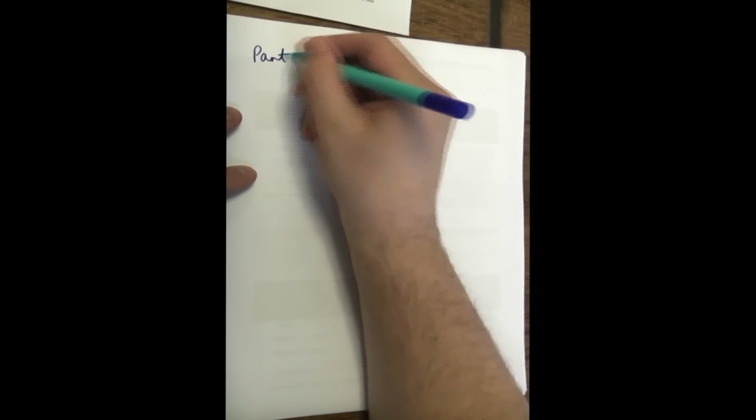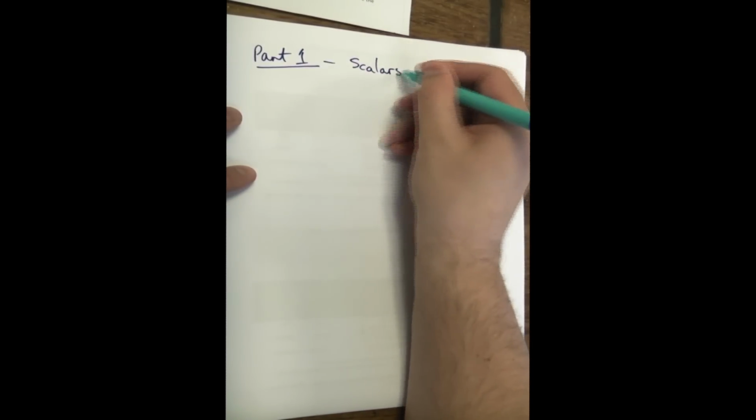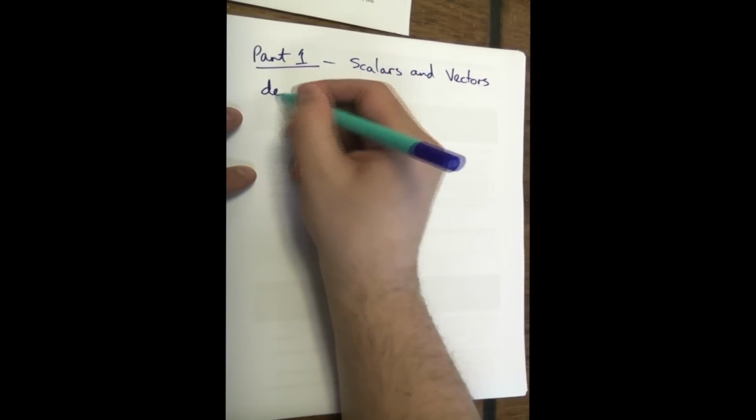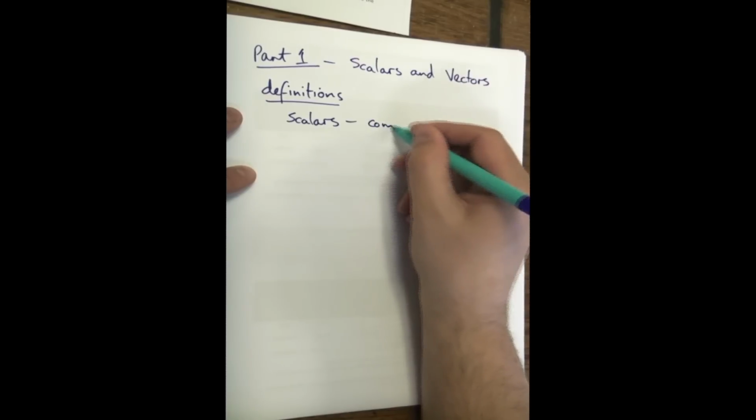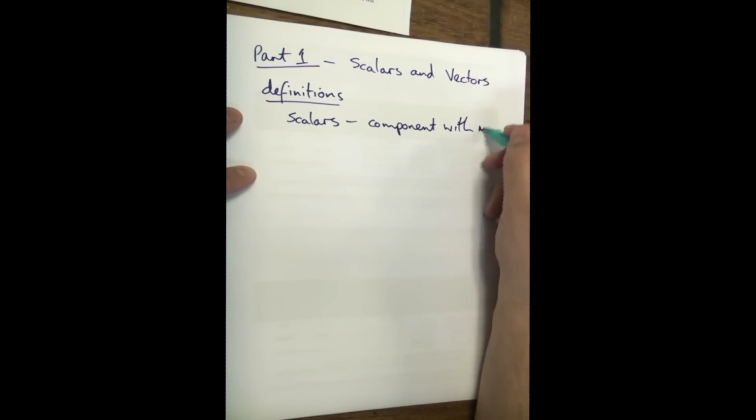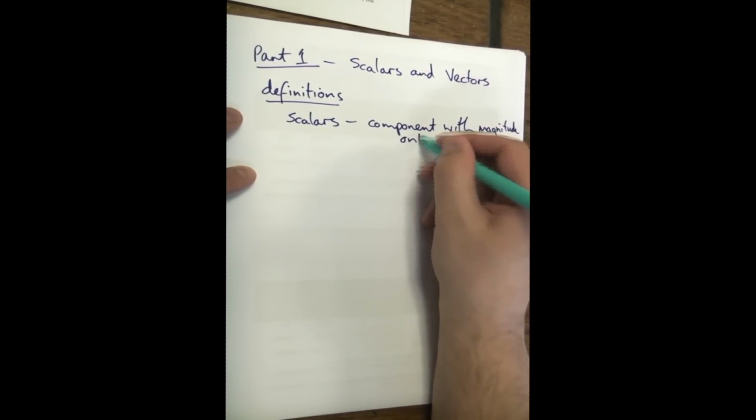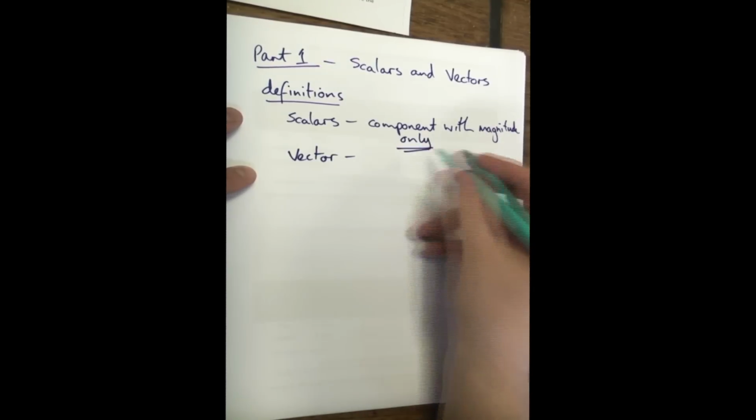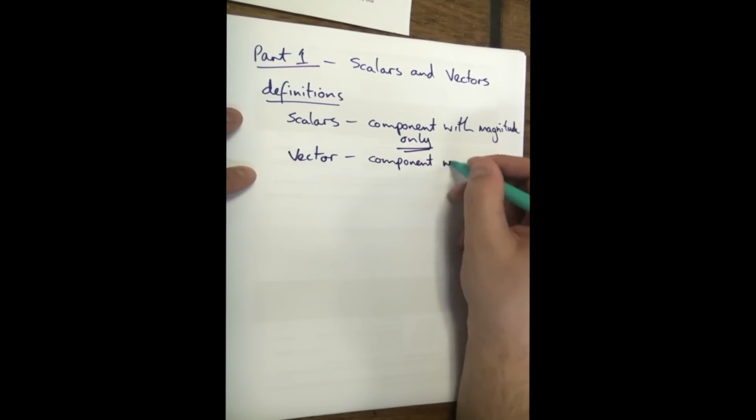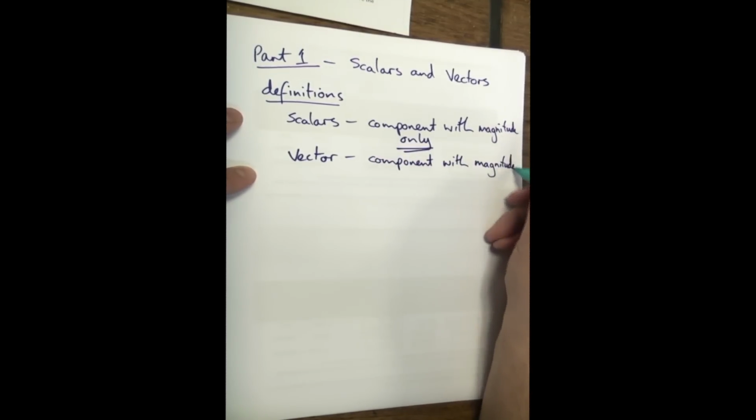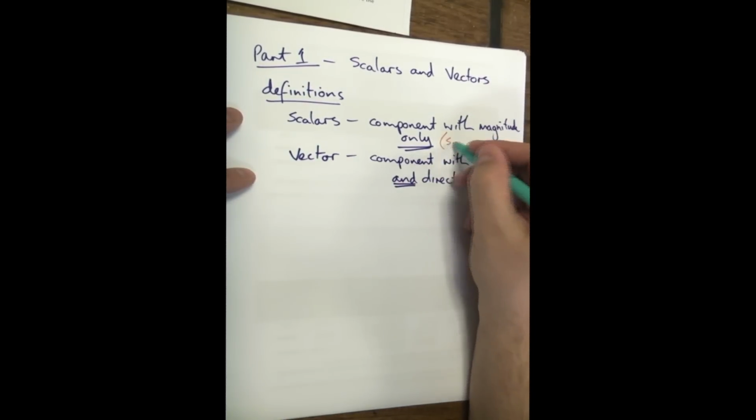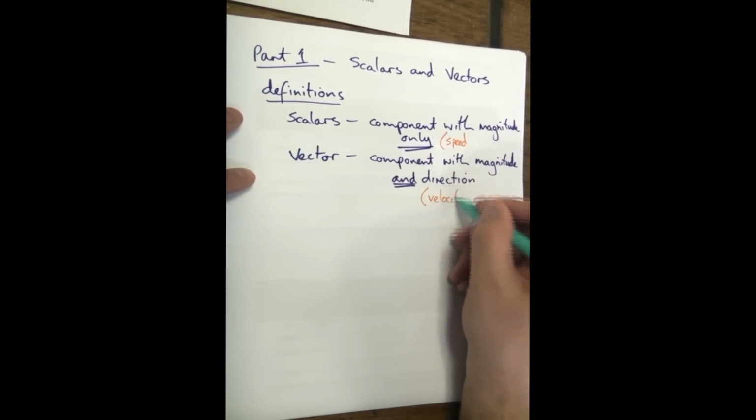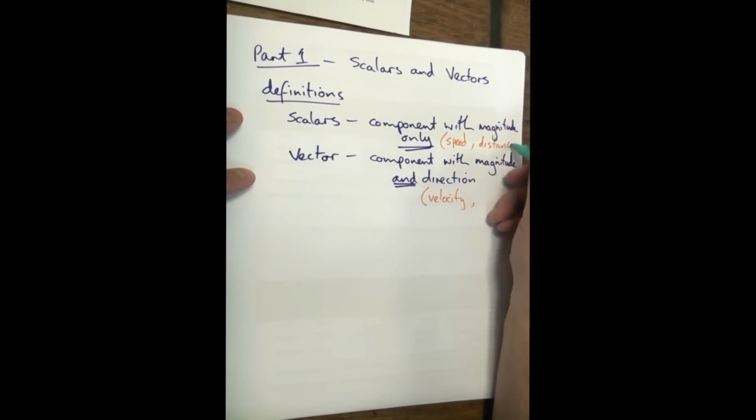So part one of this is just looking at scalars and vectors, and you have to be able to recall the definitions of both a scalar and a vector. So a scalar is a component with magnitude only, or size only. A vector is a component with magnitude and direction. Okay, so you need an angle to go along with the size in a vector. So if you take speed as the scalar, velocity is the vector; distance is the scalar, displacement is the vector.